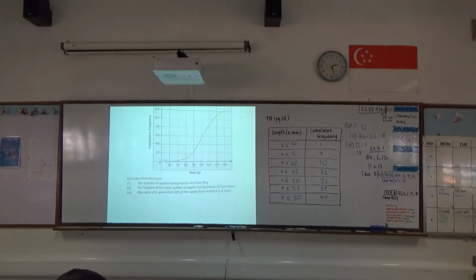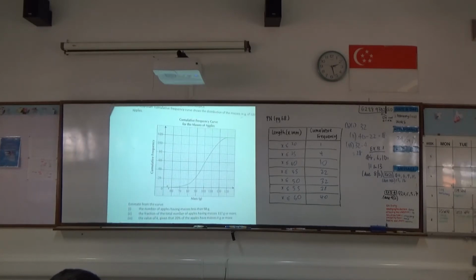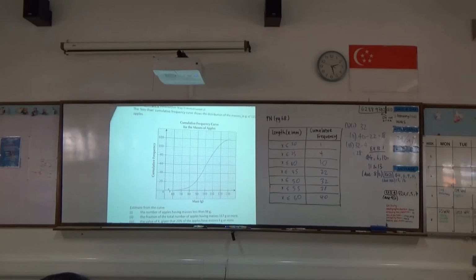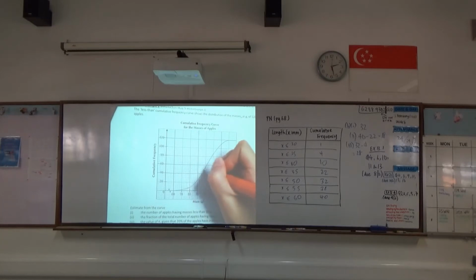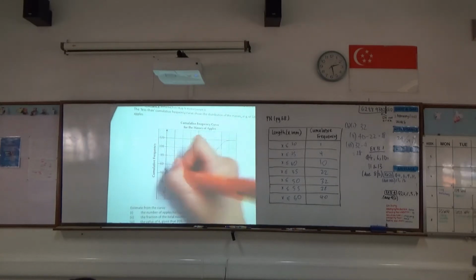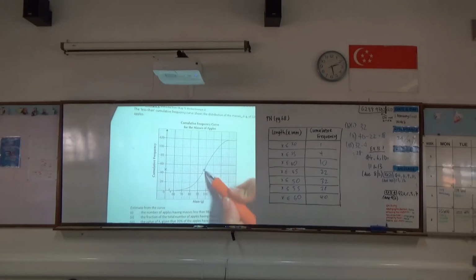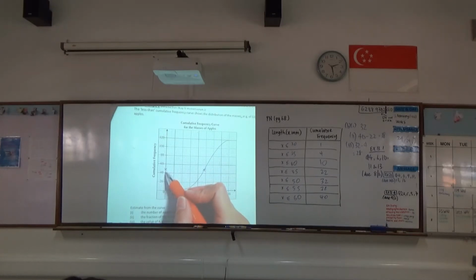In part 1, we want to find the number of apples having masses less than 98 grams. So what would that be? Haley? 50. Okay, so let's do a check. 98 is over here. 98 grams going up. You sure it's 50? Doesn't it read right at the corner? It does, right? Okay, so this should actually be about 48.